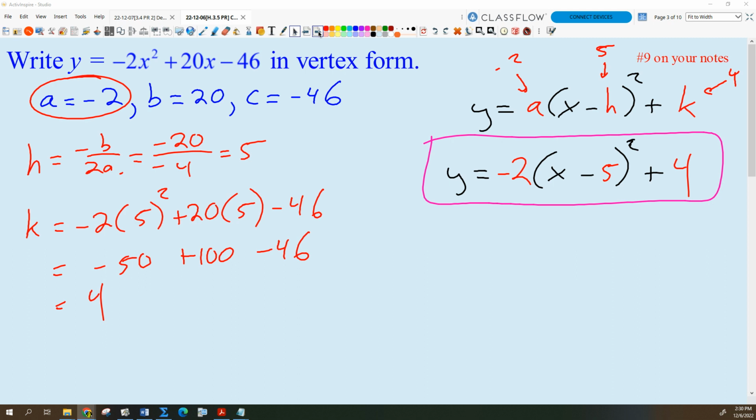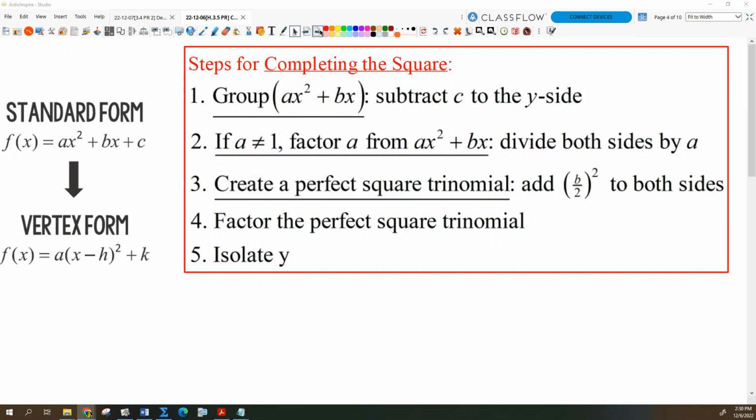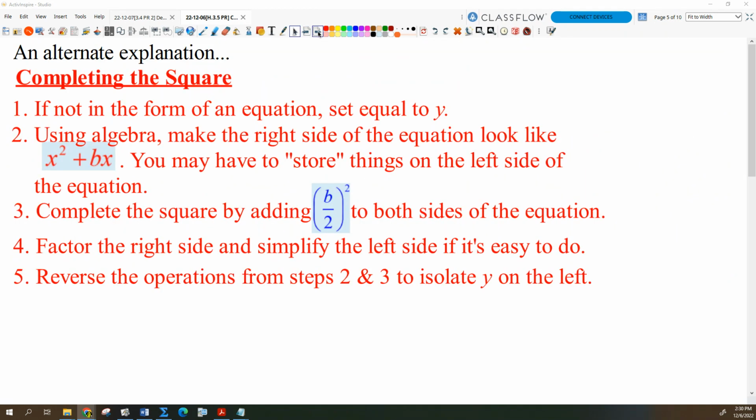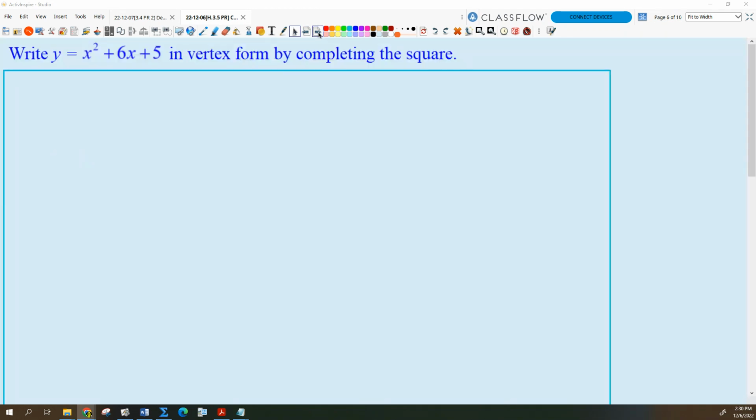Okay. All right, moving on with this new technique, completing the square. Let's go through another example of this. We did one yesterday, I think. Maybe we didn't get through it. Let's use this example and complete the square. Let's put this into vertex form.